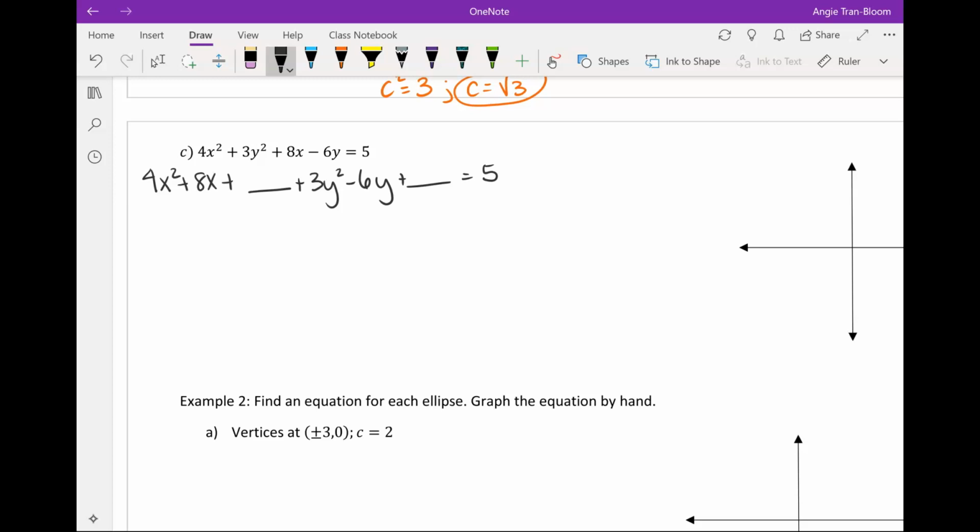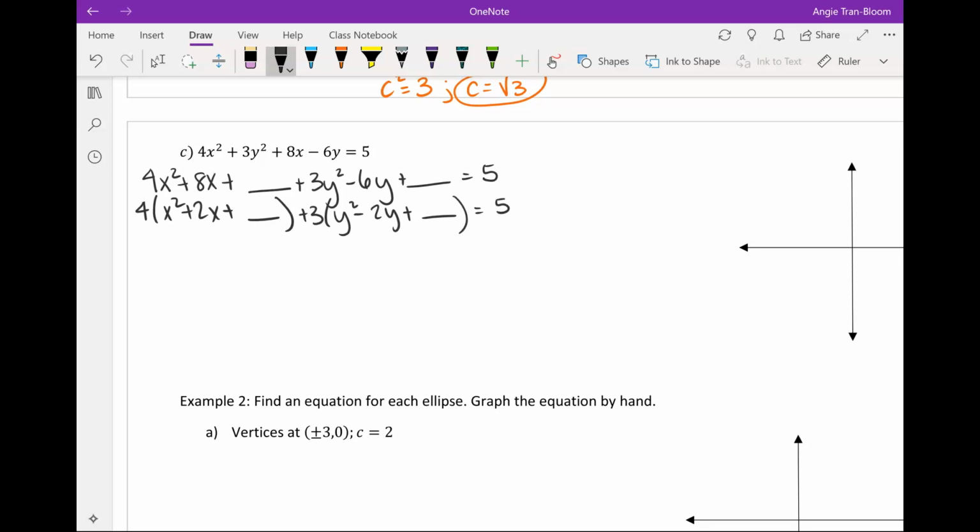All right. Tell me what to do next. You divide the middle values by 2. Way to get the factor. Yes, factor. You're right. So take out 4: x squared plus 2x plus blank. Take out a 3: y squared minus 2y plus a blank. All good? Yes, go for it.